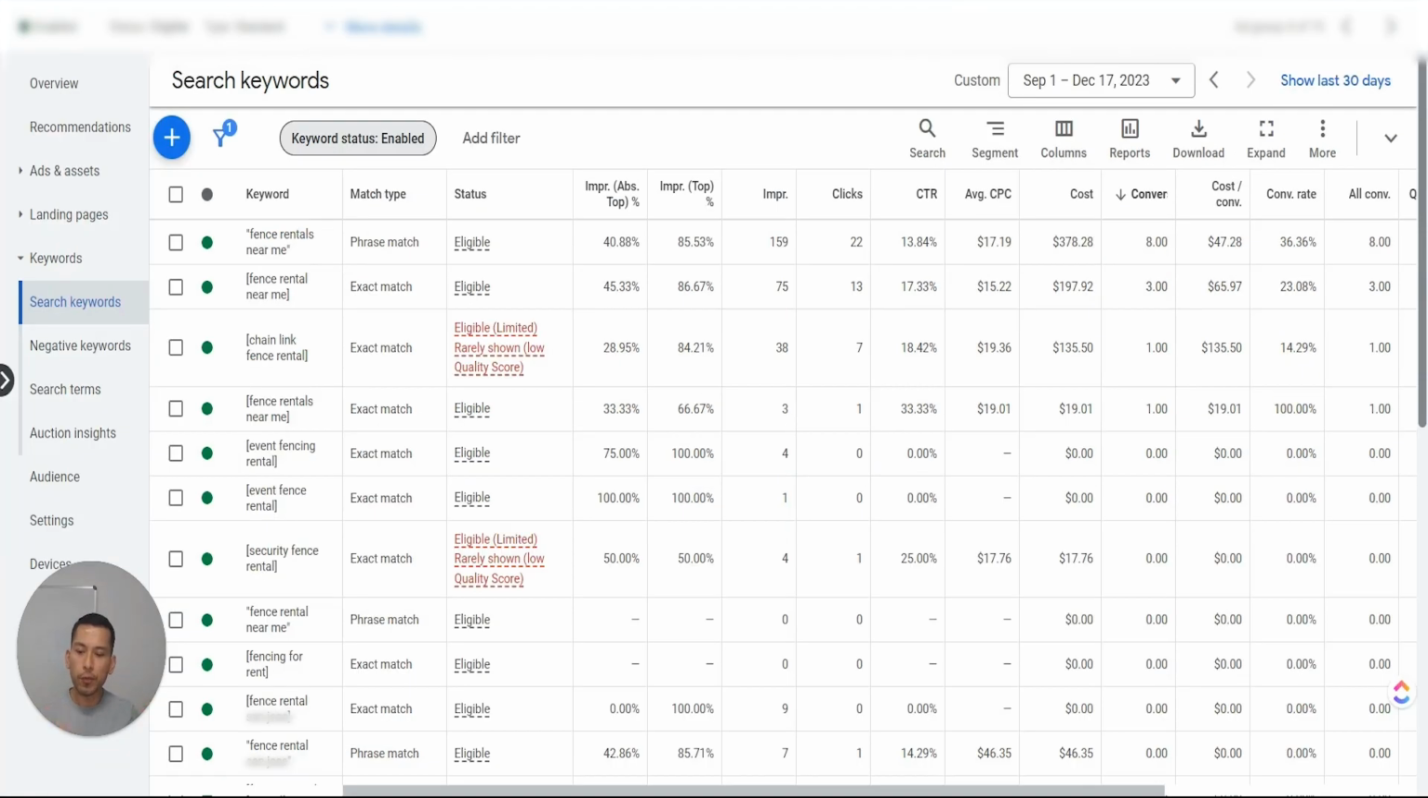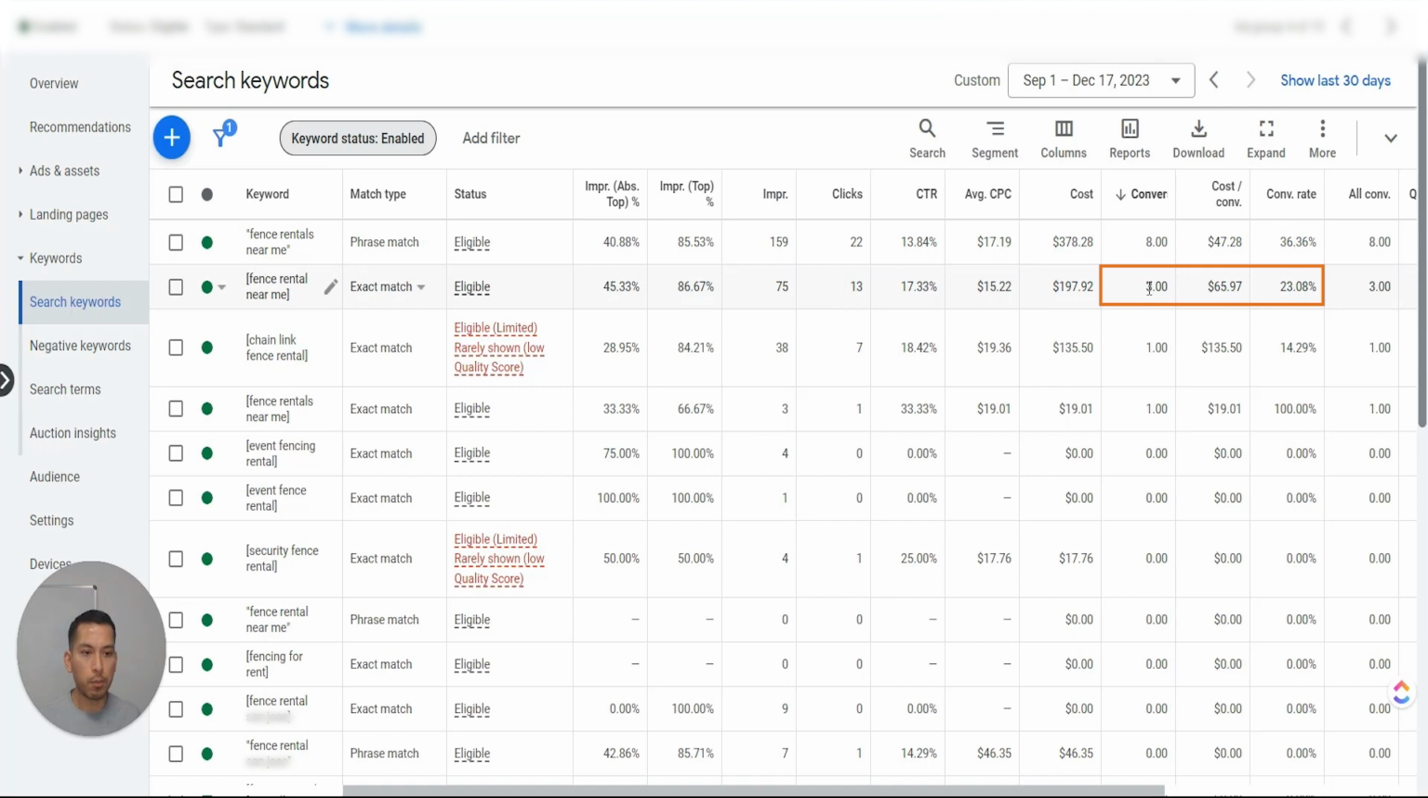All right, let's go into the fence rental ad group now, and we'll take a look at some of these keywords so you can get an idea of what's working. And these are keywords that we use in the actual campaign, right? So take a look. We got fence rentals near me, phrase match, 8 conversions at $47.28 cost per lead, conversion rate of 36%.